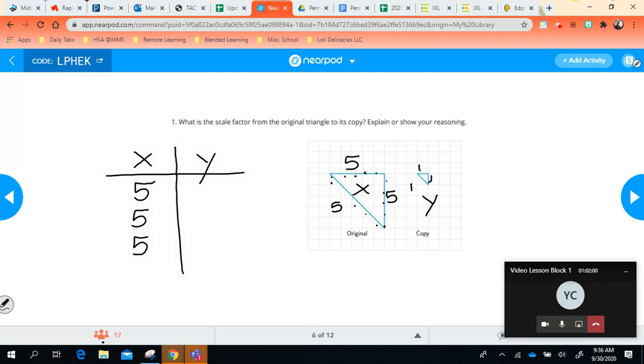So when you're putting these things in your T-chart, you need to make sure that you're matching. So I'm going to match this side with the same side on the other shape, this side with the same side on the other shape. So 5 and 1, 5 and 1, 5 and 1. Because obviously, Ms. Furnace didn't pick the right shape today.